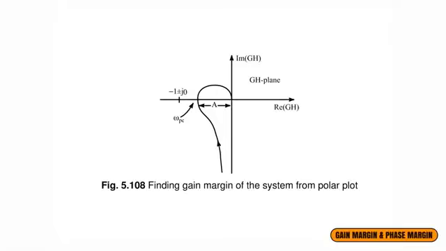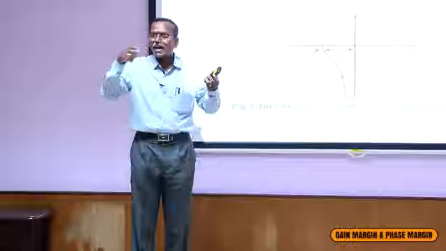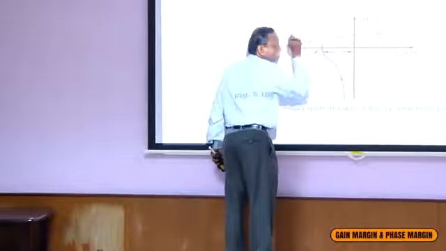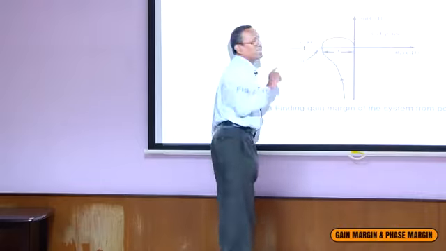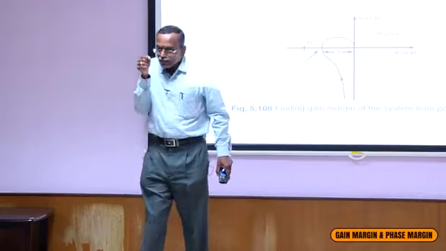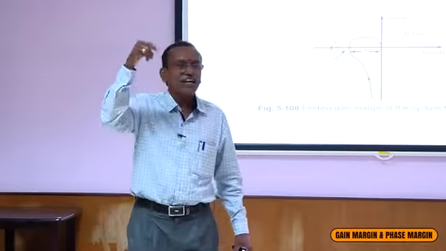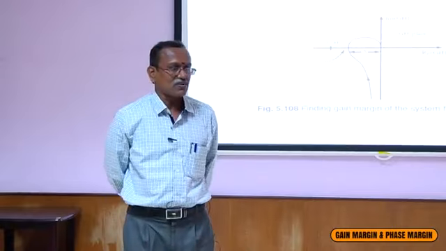Each point is a different frequency. Are you able to visualize that? We are substituting omega in the transfer function, and we are getting different modulus of G of j omega and angle of G of j omega. So each point is a different frequency. At a particular frequency, it crosses -1 plus j0. That frequency is called the phase crossover frequency, because it crosses the 180 angle.